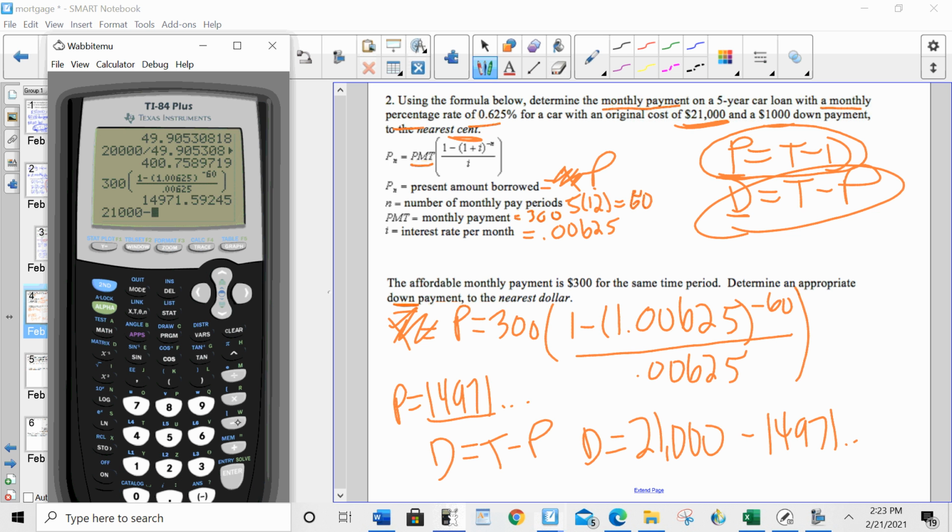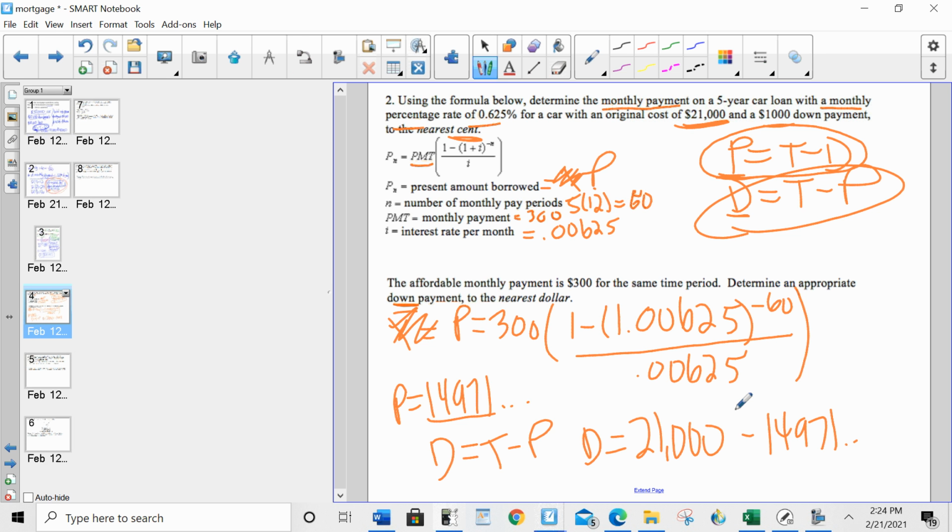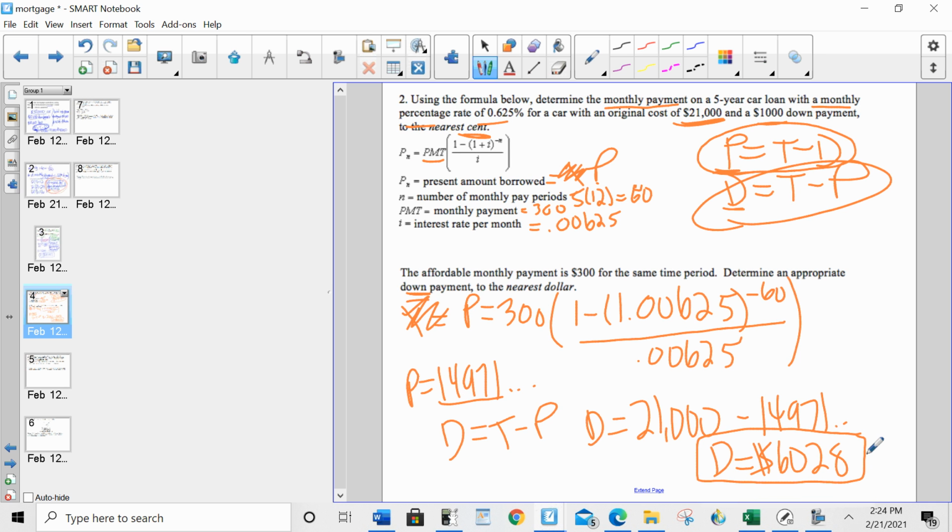21,000 minus, copy and paste that, to the nearest dollar is $6,028. So if you're wondering what the practicality of this is, well, I think this is pretty obviously practical. If you're buying a car or buying a house and you know how much you want your monthly payments to be, and you need to know how much you need to put down in order to get that, that's obviously where this will come into play.